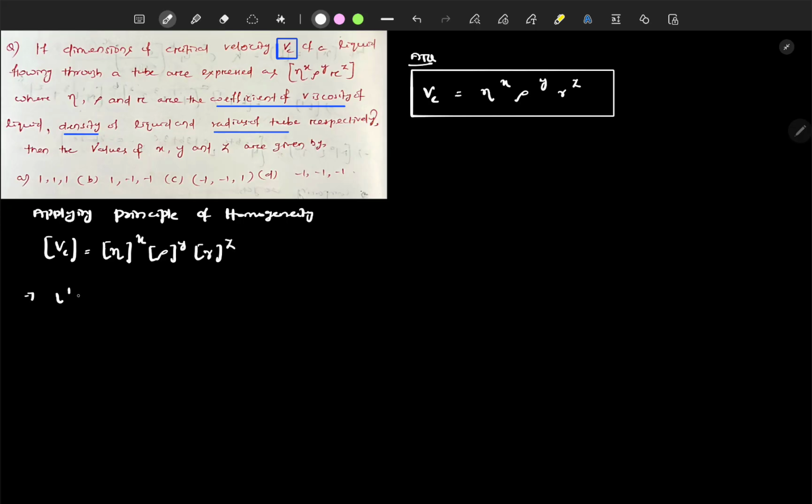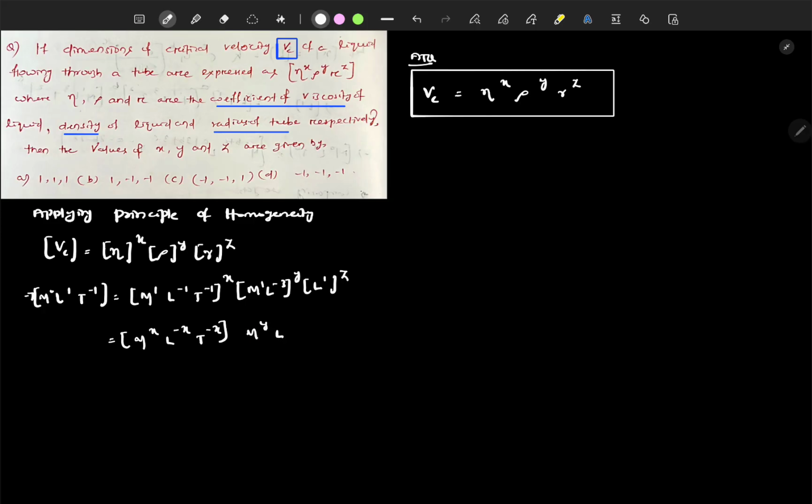So critical velocity is a velocity: L1 t minus 1, that is m0 L1 t minus 1. So the dimension of eta is m1 L minus 1 t minus 1, and this is to the power x. Rho dimension is m1 L power minus 3, and this is to the power y, and r is L1, to the power z. So we can write m power x, L power minus x, t power minus x. Next is m power y, L power minus 3y, and finally L power z.